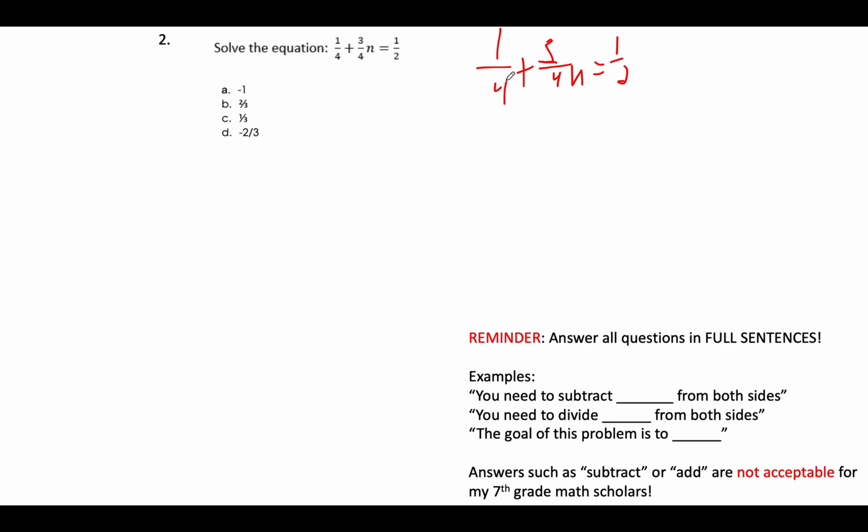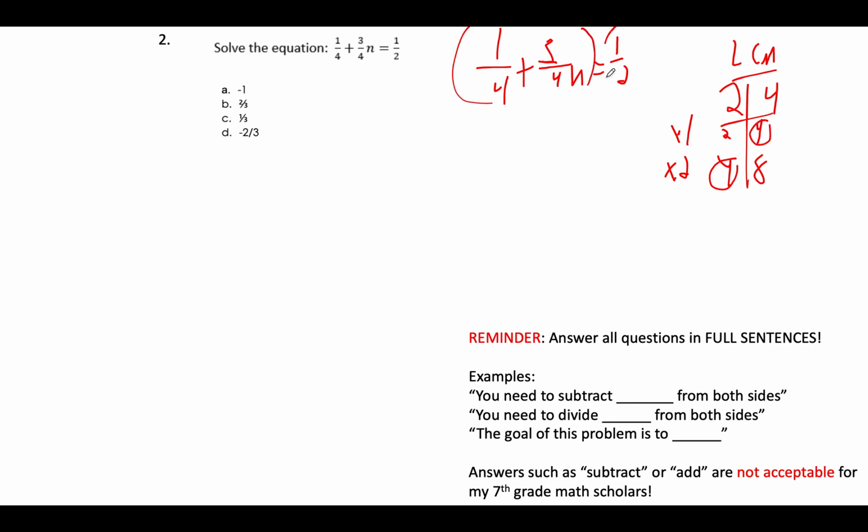Question 2, we have 1/4 plus 3/4 n equals 1/2. In this one, our least common multiple is going to be 4. We can find the LCM by listing out the multiples of each one. So times 1 would be 2, times 2 would be 4, and here's our least common multiple.